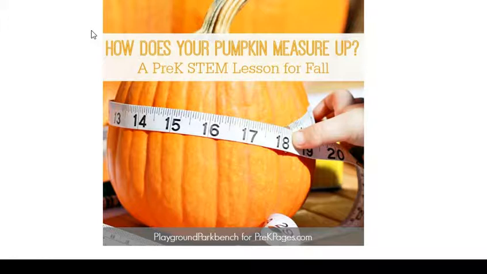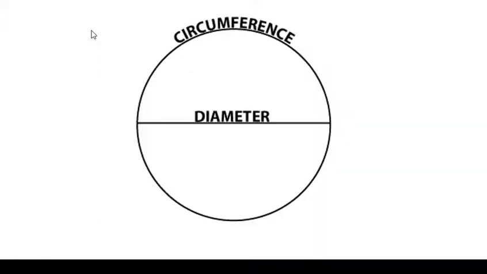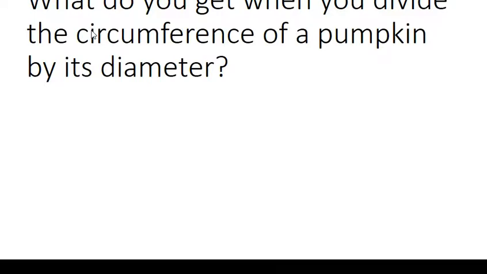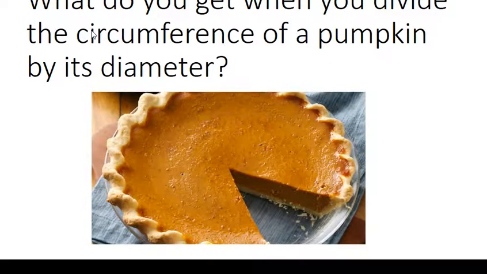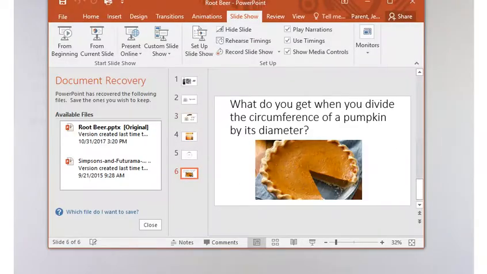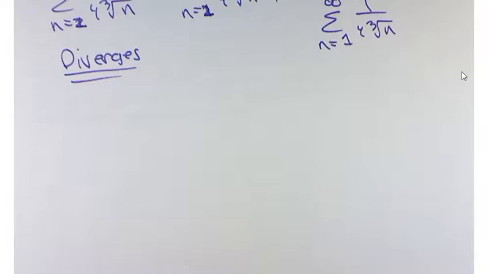So, what do you get if you measure the circumference of your pumpkin and divide it by its diameter? What do you get? Pumpkin pie. Ah, come on, that's seasonal, man. You gotta give it up. Give it up. All right. All right. All right. So that's all I got right now. Catch me later.